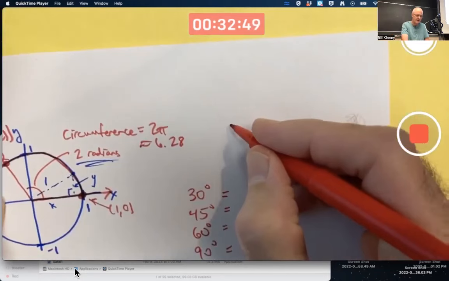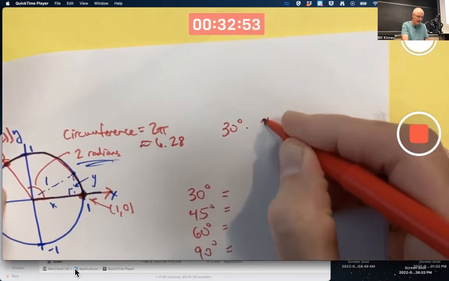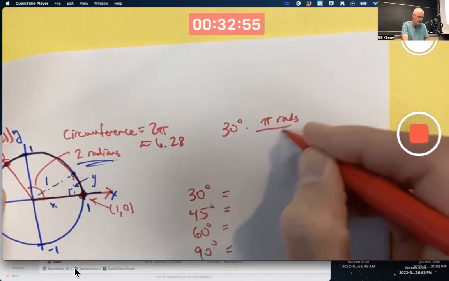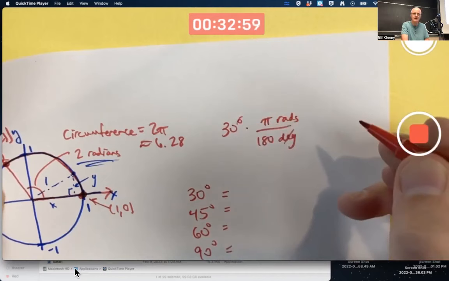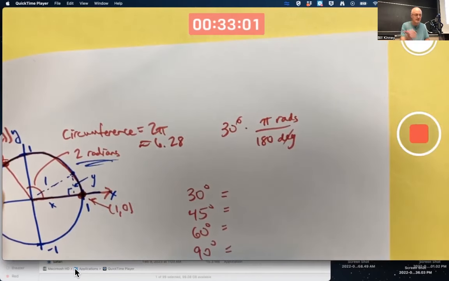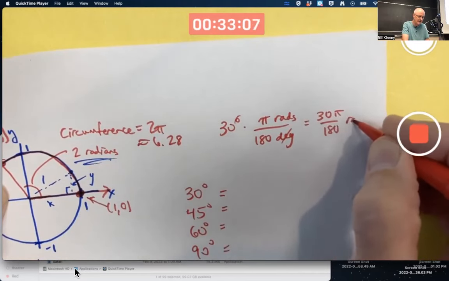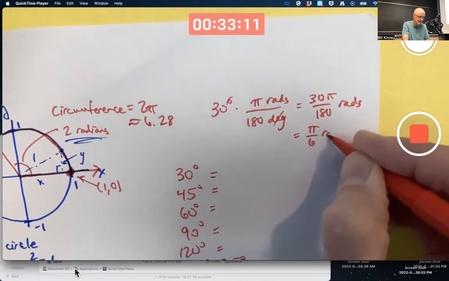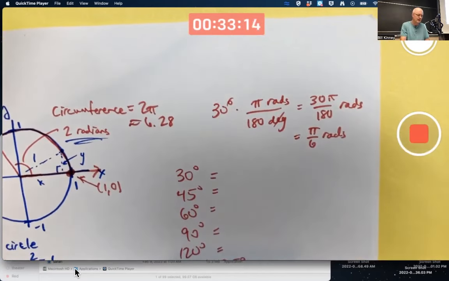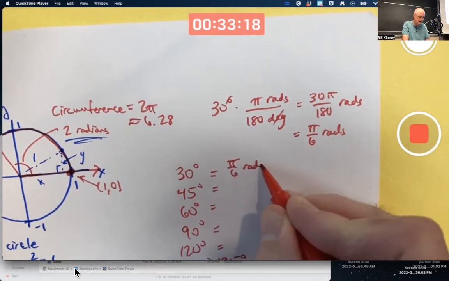So for example, with 30 degrees, if I multiply that by pi radians over 180 degrees, the degrees cancel. It's okay to use a circle or a DEG. Giving me 30 pi over 180 radians, which simplifies to pi over 6 radians. 30 degrees is pi over 6 radians.